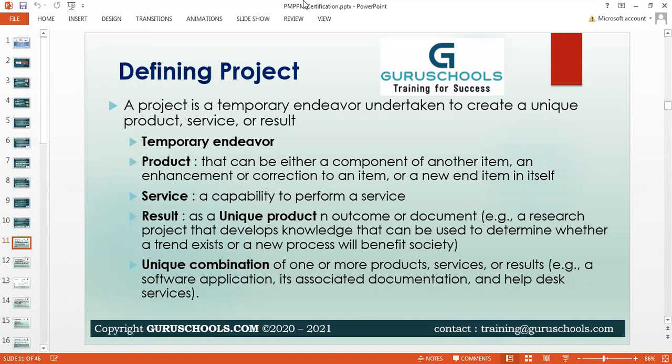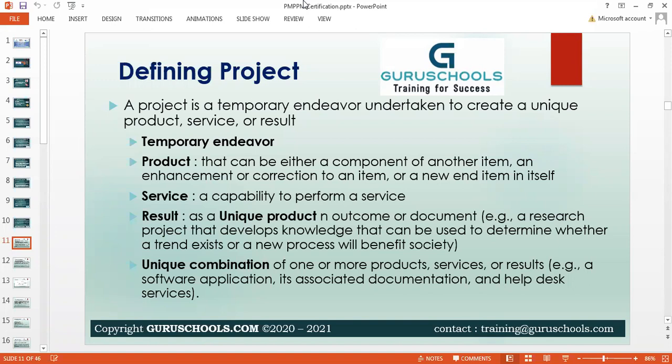Okay, so we are trying to create a capability to perform a service, but still this is a kind of additional definition. The main definition is: a project is a temporary endeavor undertaken to create a unique product, service or result. Does that make sense? Any confusion at this moment? Do you want to ask anything?